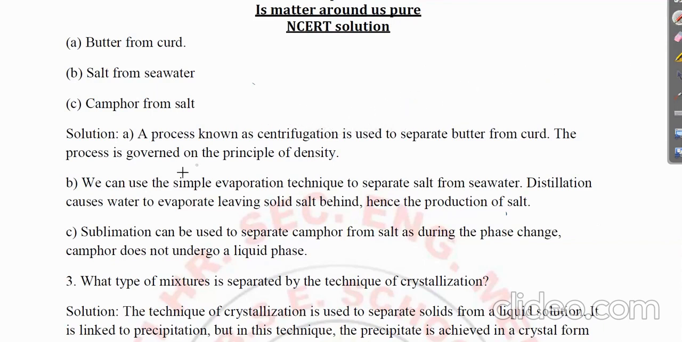Next, second is the separation of salt from seawater. There we will use the evaporation method. When the evaporation is done, the water will get evaporated and the salt layer will be left out there. Then distillation can be done. The water can be distilled, hence pure water can be separated there, and salt can also be formed.